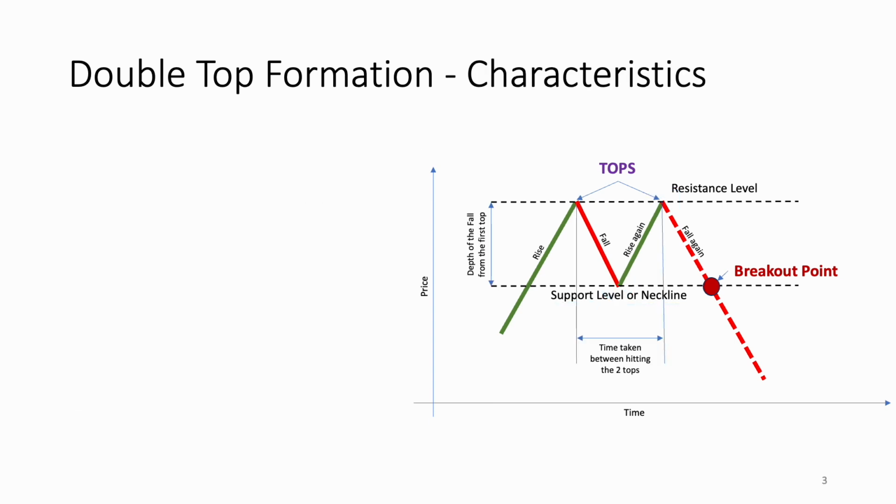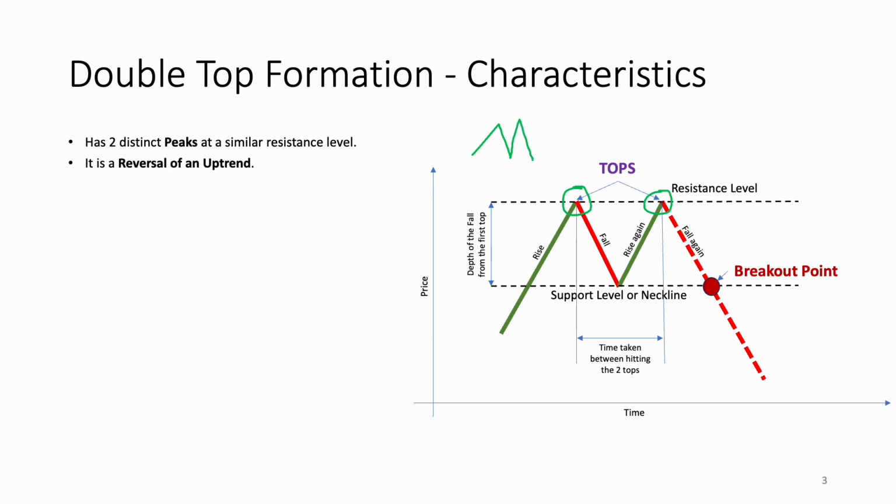Now let us discuss the characteristics of a double top formation. The first characteristic is that the double top formation has two peaks. You see that there are two peaks. Like I mentioned before, the two peaks need not be at exactly the same level. It can be at a similar level. So you can have a double top formation if it peaks at one point and then peaks at a slightly higher or slightly lower point. This is also known as a double top formation. So the second top may be nearly the same as the first top. That is the first characteristic.